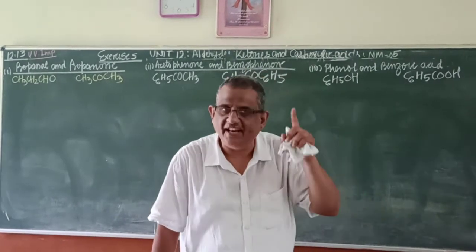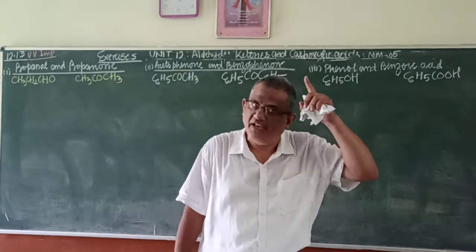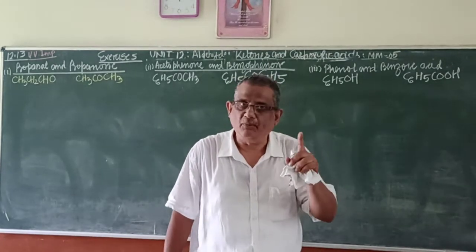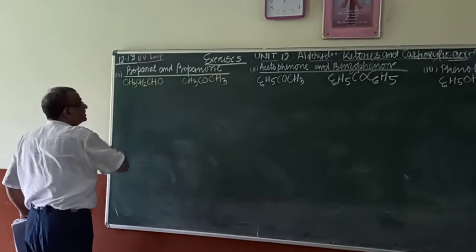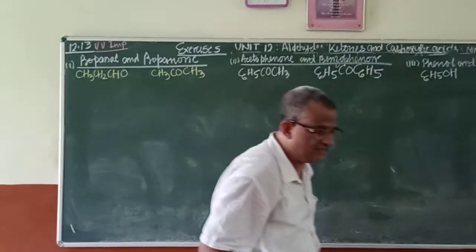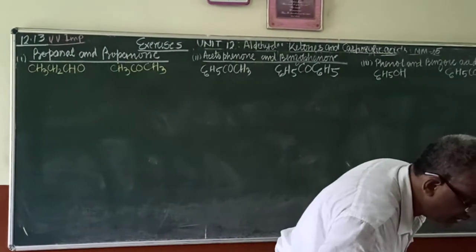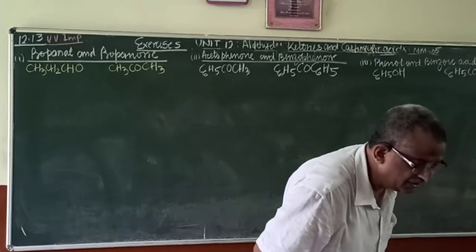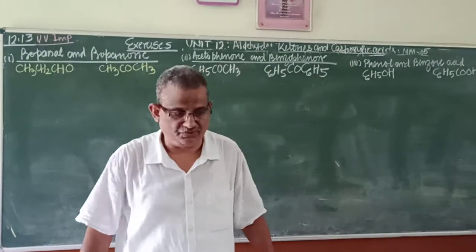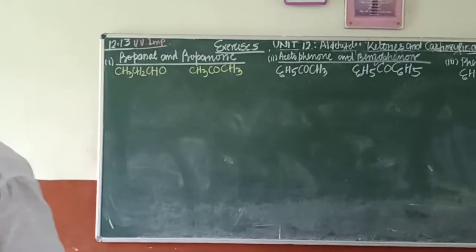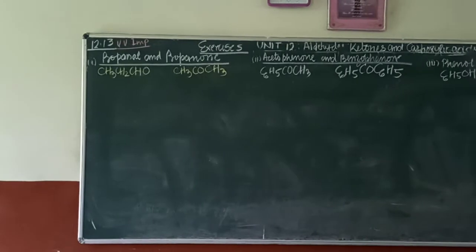I repeat, a very important question which will surely come in the board examination is 12.3. What is 12.3? It says, give a simple chemical test to distinguish between the following pairs of compounds. What do you mean by the following pairs of compounds?